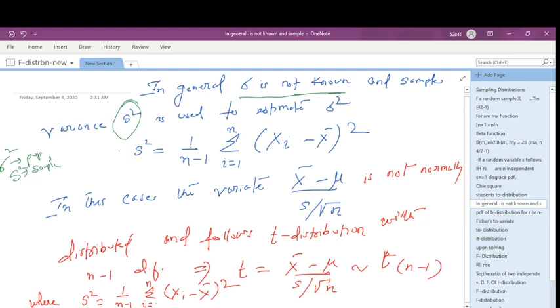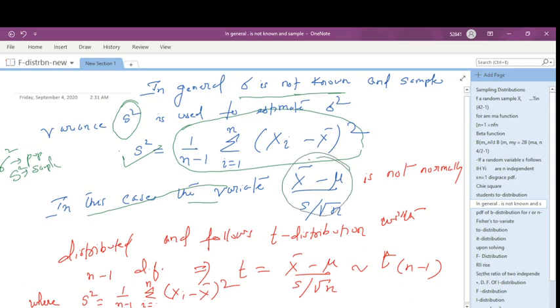We have seen this formula before. s square is equal to 1 by n minus 1 times the sum of the squared deviations from the sample mean. This is the sample variance. But again, one important thing to note is that in this case the variate x bar minus mu by s by root n is not normally distributed.